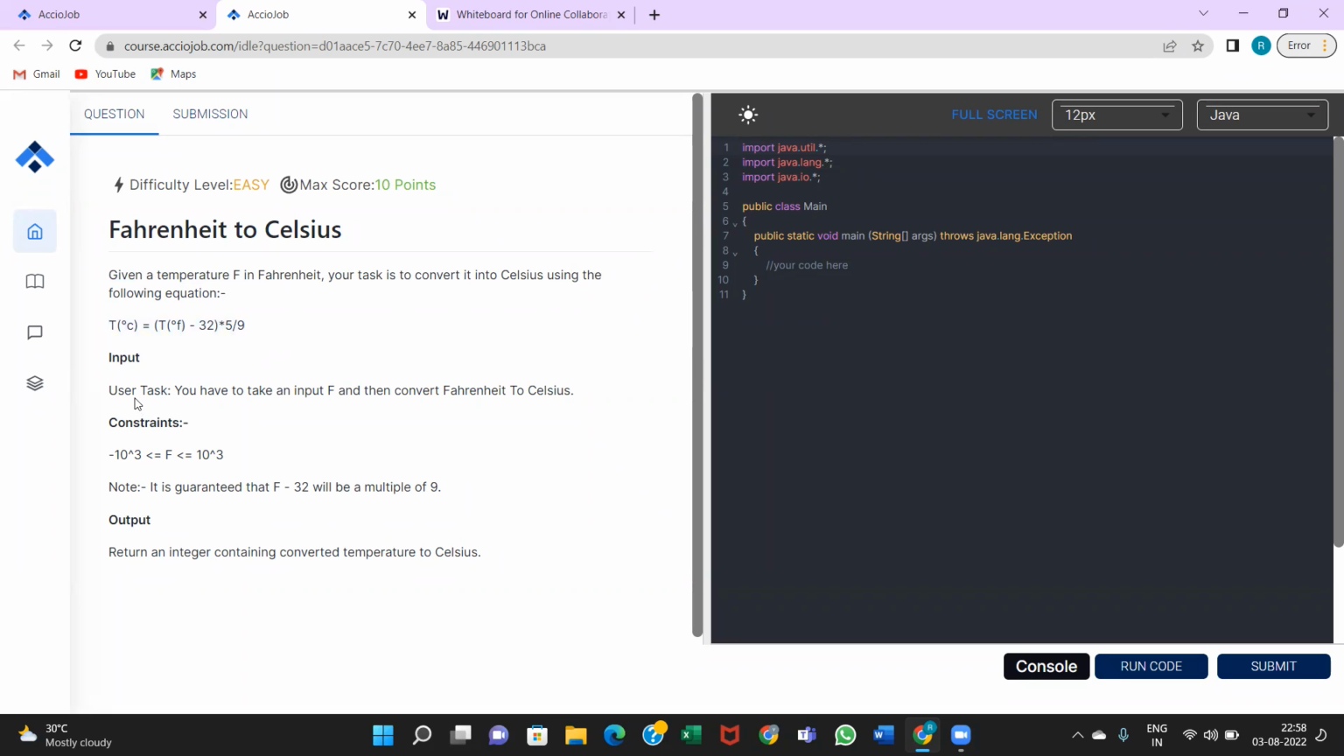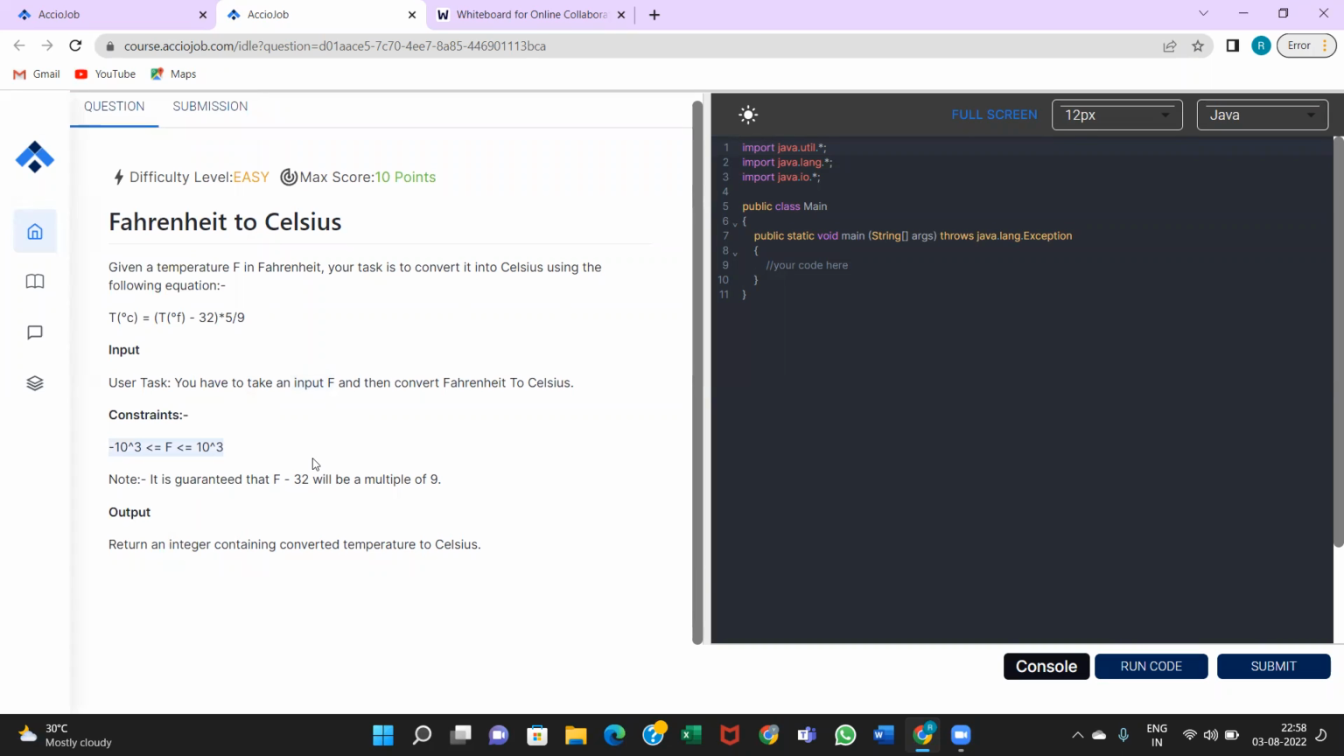So what is the input? What should be your strategy while solving the problem? Read the problem, go to the input, check the constraints and check what you have to return. So we'll check the input. The user is saying that we are given an input F, which is nothing but your temperature in Fahrenheit. You could see the constraints. It is very low, from -1000 to +1000. And they are saying that F minus 32 will surely be a multiple of 9.